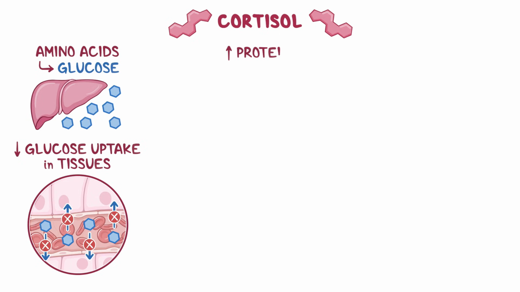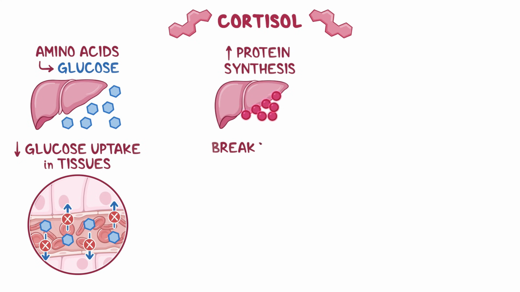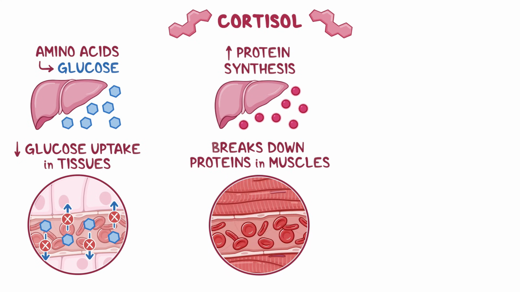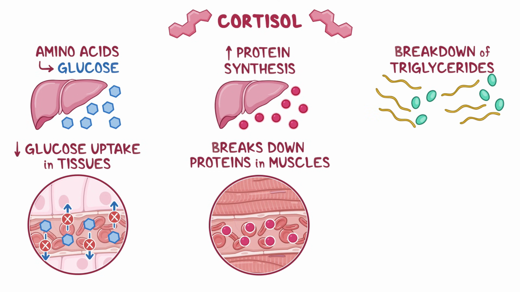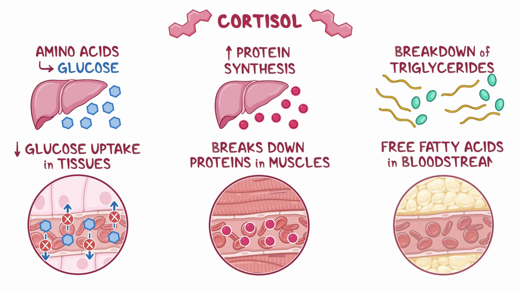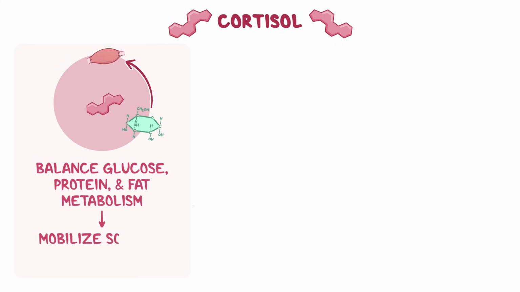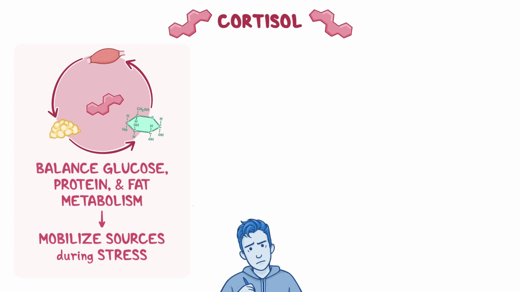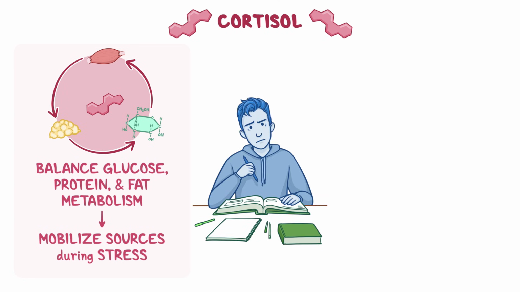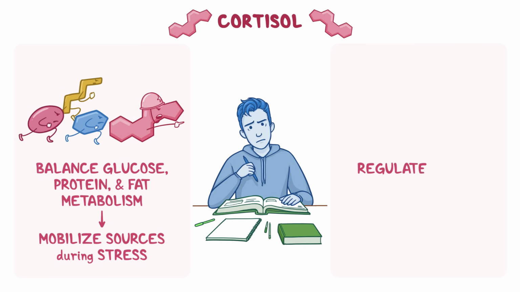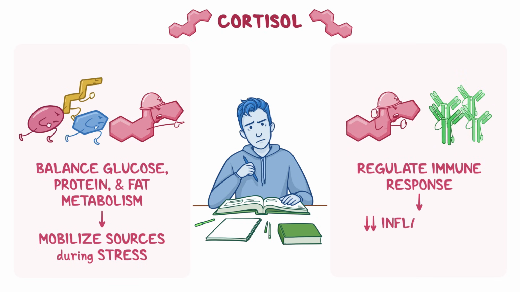Cortisol also promotes protein synthesis in the liver while breaking down proteins in muscles. In addition, it increases the breakdown of triglycerides in fat tissue, releasing free fatty acids into the bloodstream for energy. By balancing glucose, protein, and fat metabolism, cortisol helps mobilize sources during stressful situations, like when you're tackling the USMLE exam. Also, it helps regulate the immune response and reduces inflammation to prevent overreaction when you're under stress.